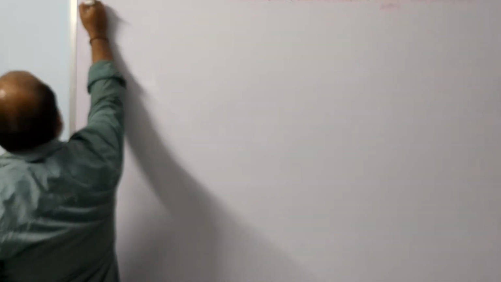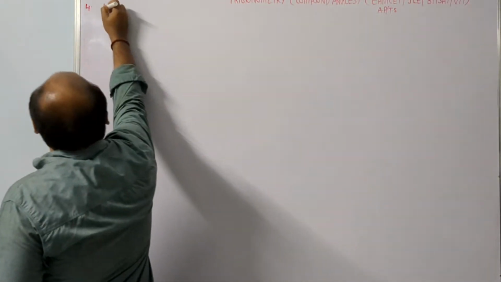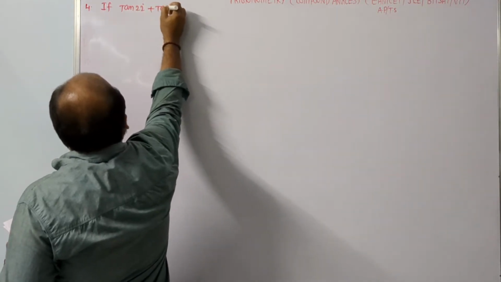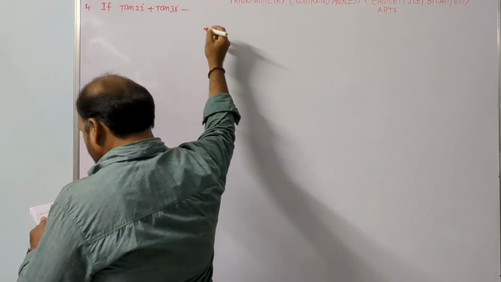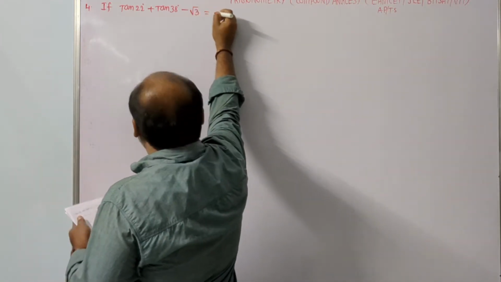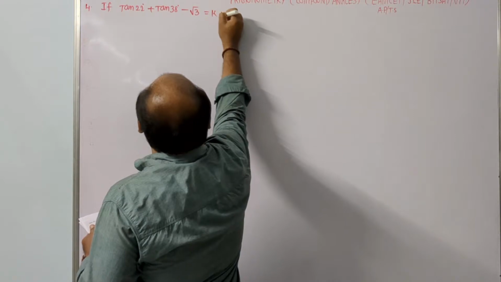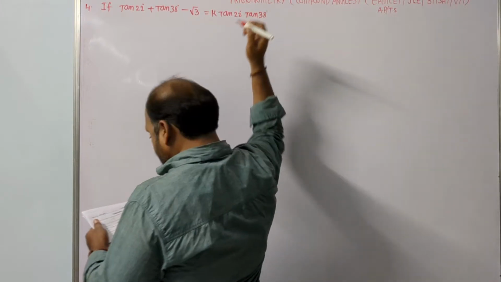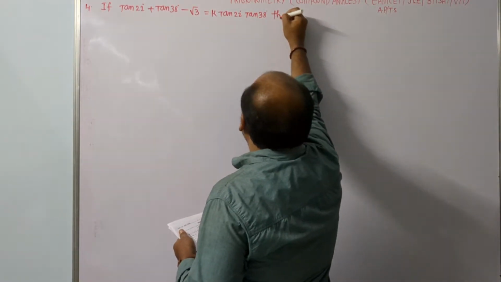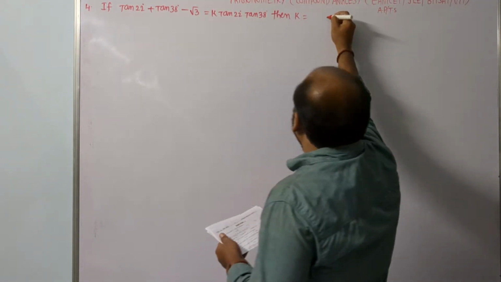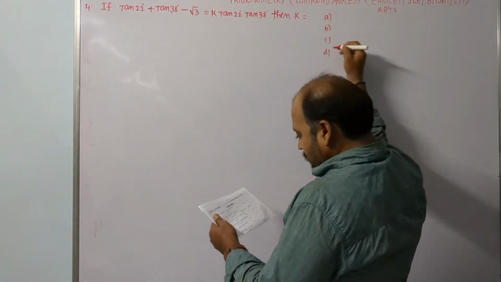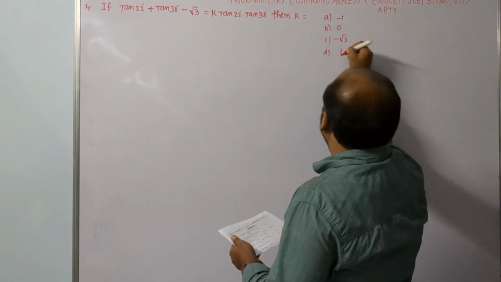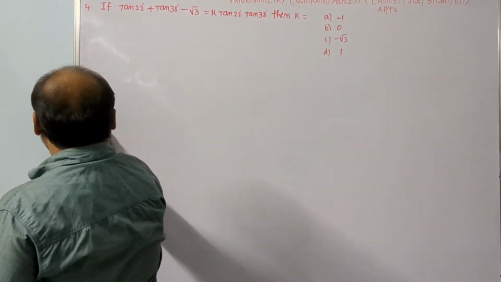Question number 4. If tan 22 degrees plus tan 38 degrees minus root 3 is equal to k times tan 22 degrees into tan 38 degrees, then k equals? The options provided are minus 1, 0, minus root 3 and 1. So for that it will take enough.